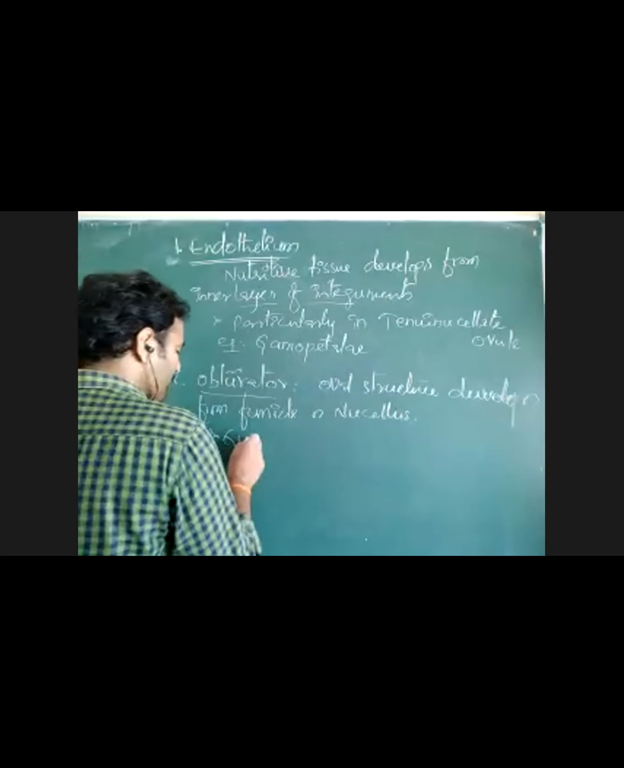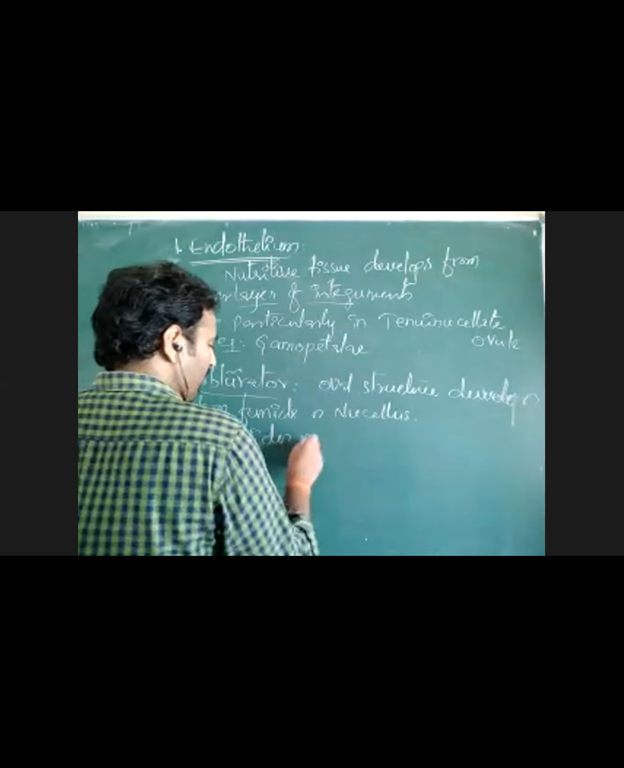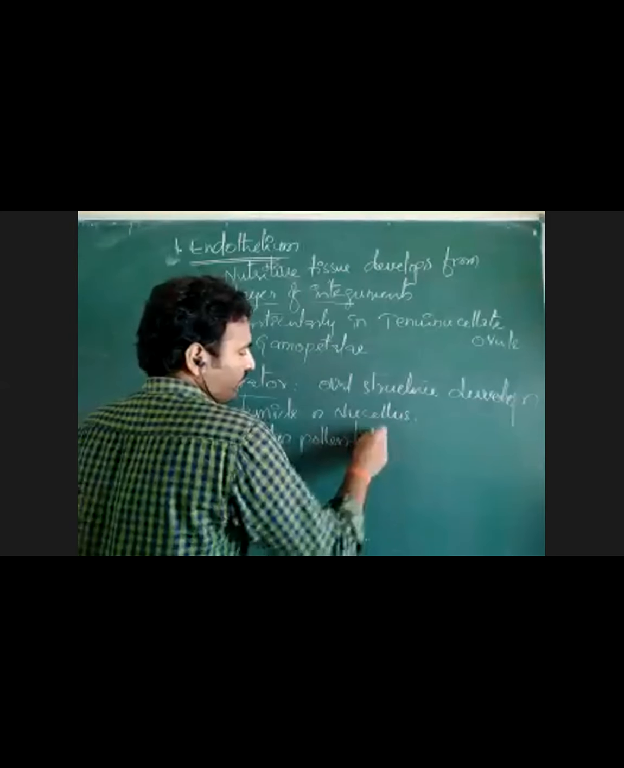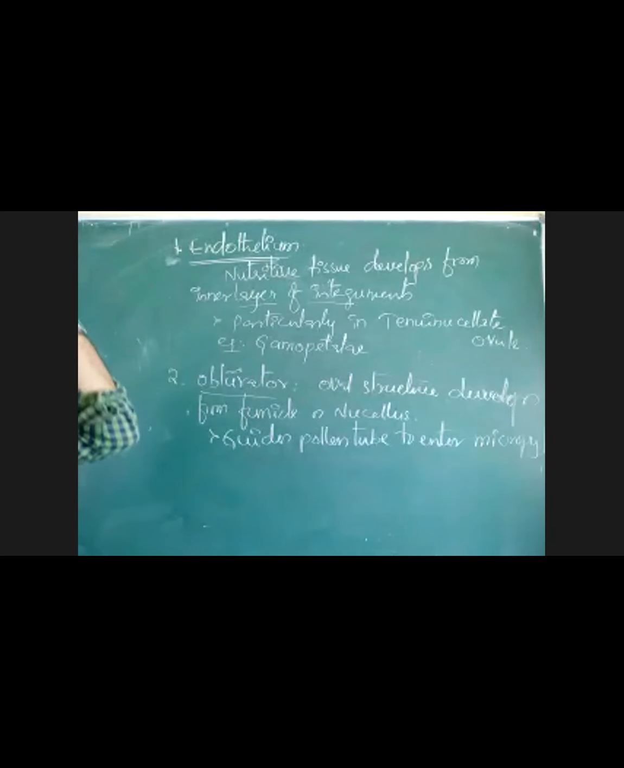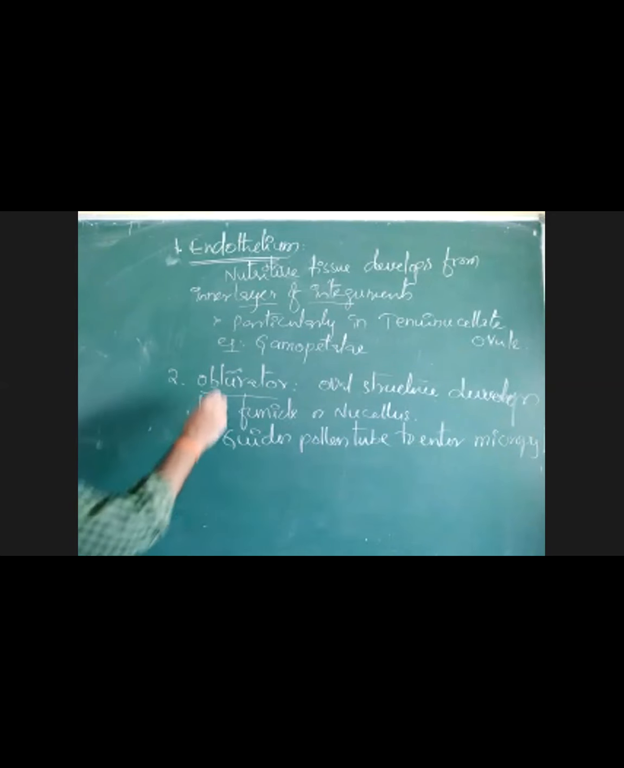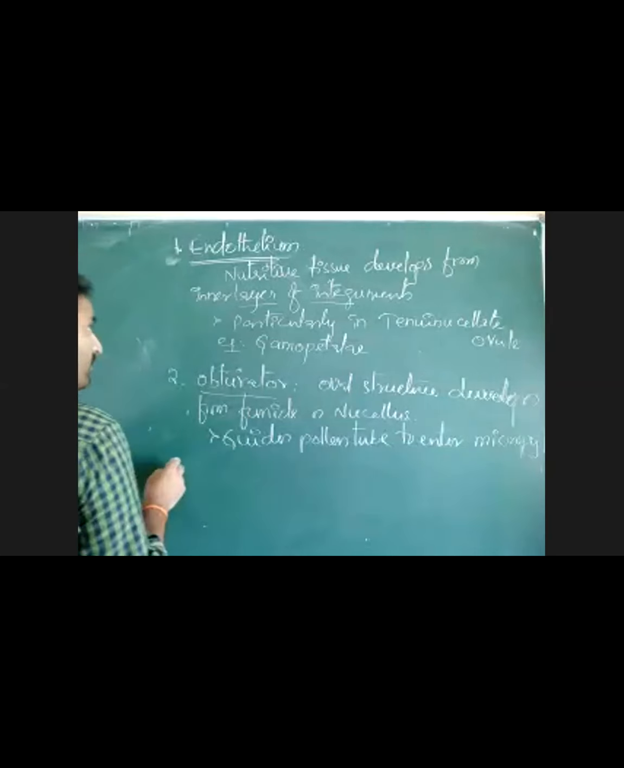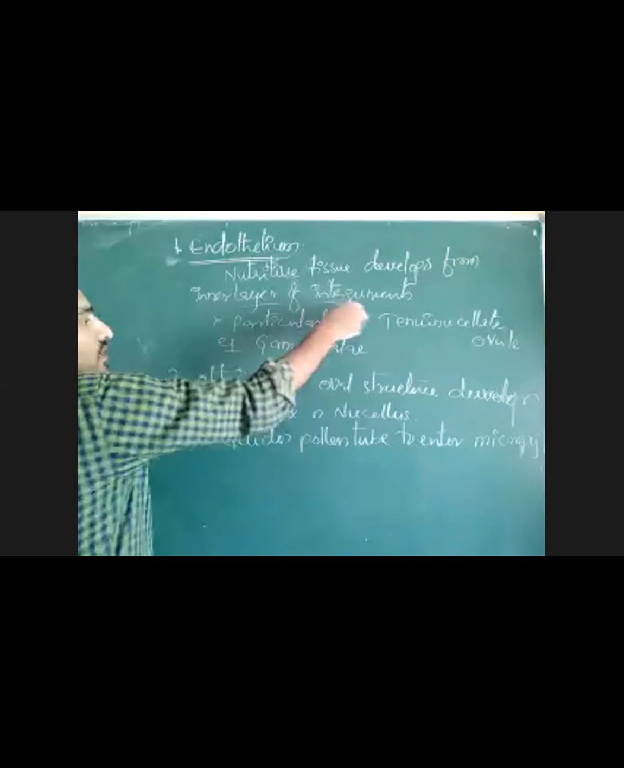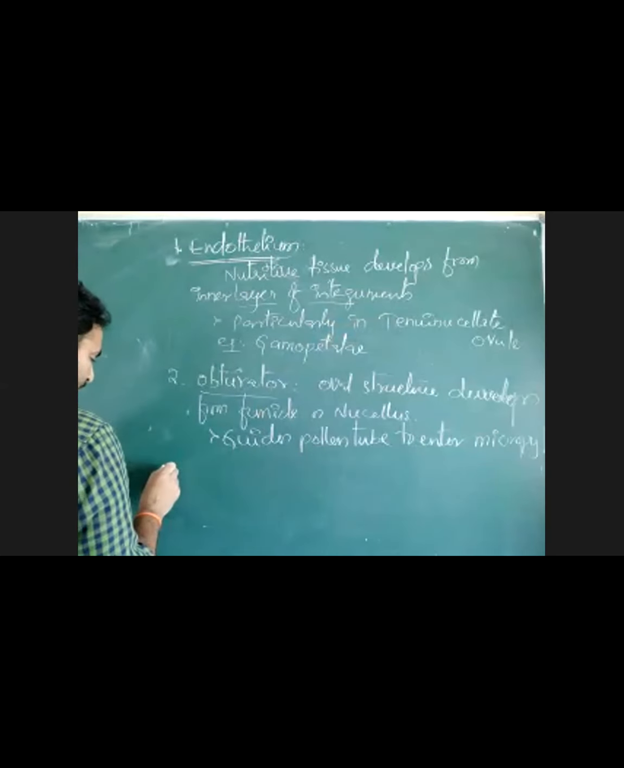It is responsible for guiding the pollen tube to enter the ovule through the micropyle. Entry of the pollen tube into the ovule through the micropyle is guided by the obturator. This obturator is also seen in all kinds of ovule, but endothelium is present in tenuinucellate ovule only.